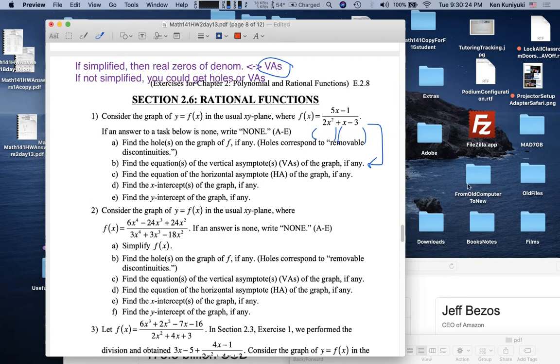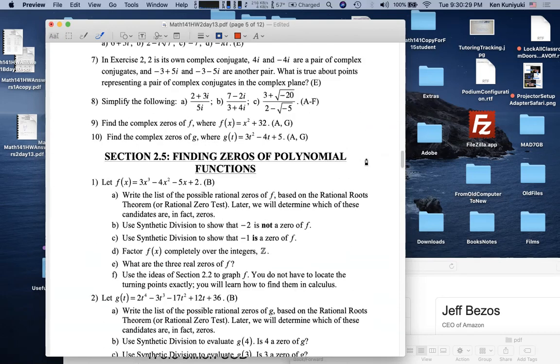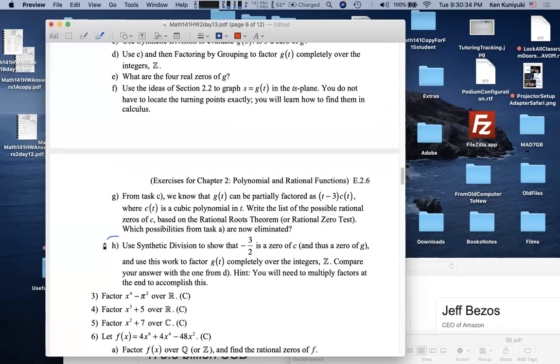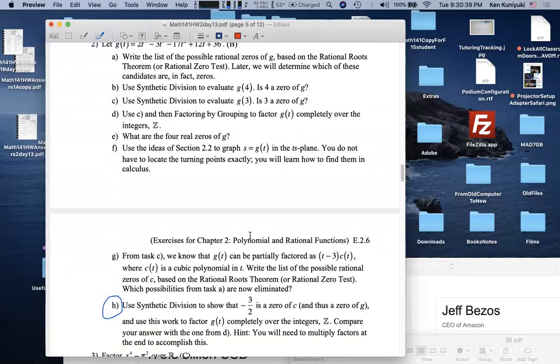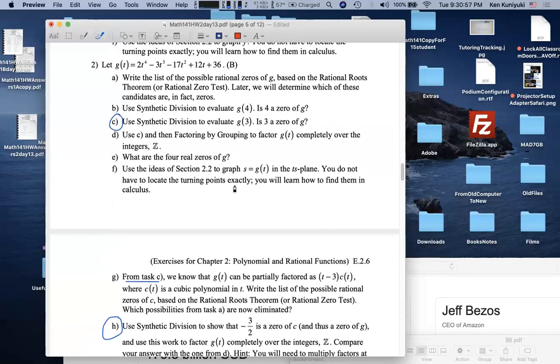Okay, so I see some requests here. 2.5, 2H. Use synthetic division to show that. Well, first of all, it's good to have at least C done first. Yeah, from task C, right? So I'm going to do it from C to G to H. I may have done this earlier, but I'll go ahead and do it again.